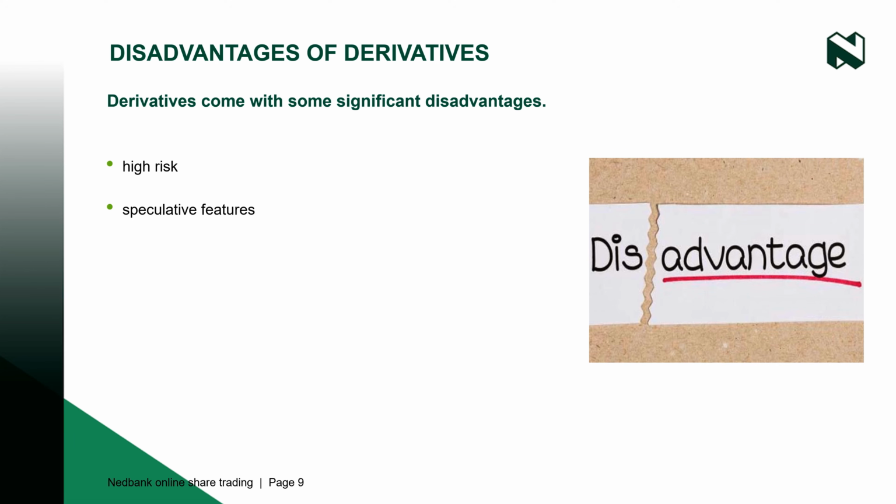Then, there are speculative aspects. Derivatives are widely regarded as a tool of speculation. Due to the extremely risky nature of derivatives and their unpredictable behavior, ill-considered or irresponsible speculation may lead to huge losses. Thirdly, there is the counterparty risk.